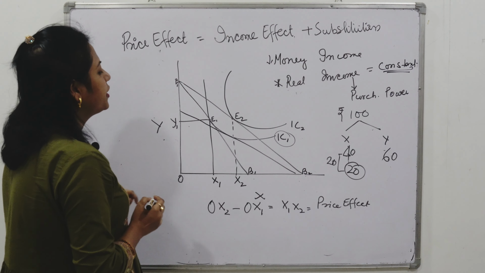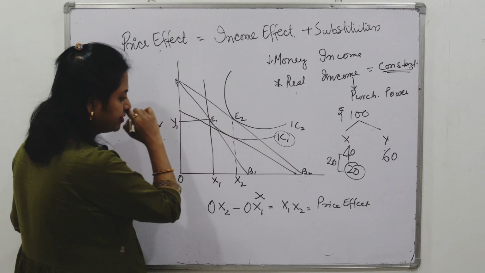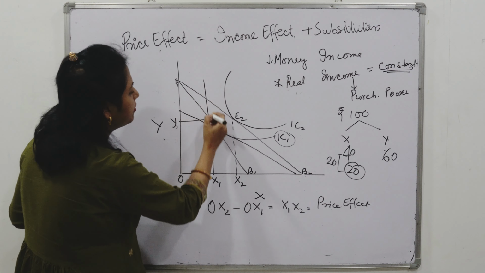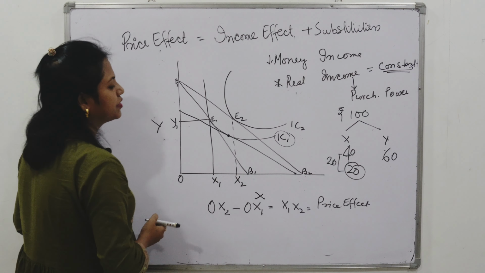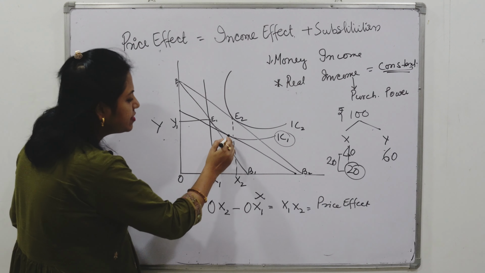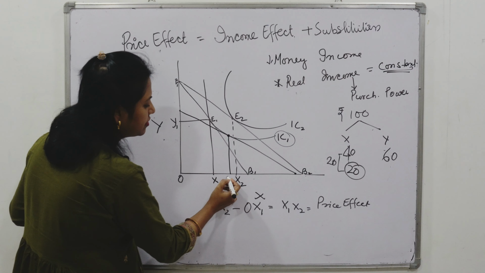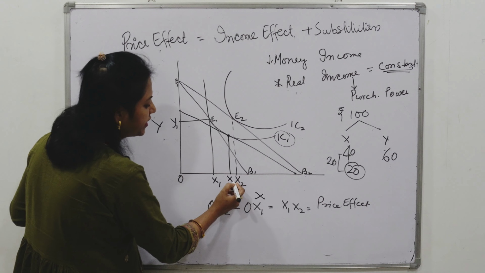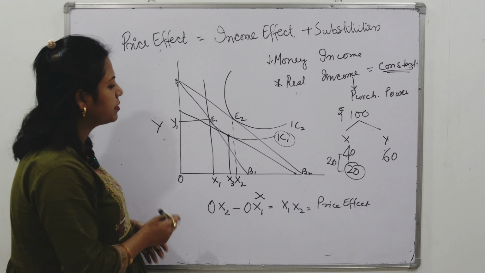Okay, so when I draw this budget line this way, I am touching my original indifference curve at this point. Now let's see what the quantity demanded is corresponding to this point. This is X, suppose I call it X3. So X1, X2, X3, just naming this.